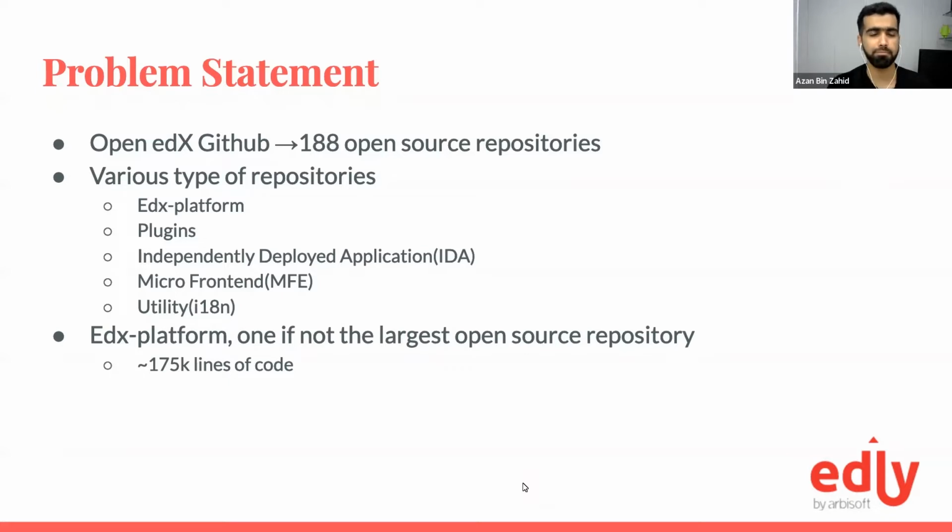And lastly, we have many utilities, some of which are for internationalization. There are others as well. And edX platform alone, the repository on GitHub, has 175,000 lines of code as of now. That's a huge number of lines of code to work with.